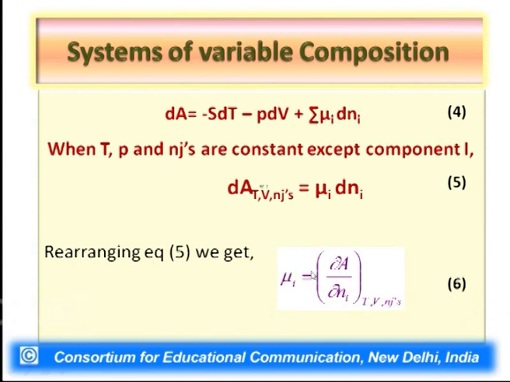So, we can now define the chemical potential of component i in terms of Helmholtz free energy as the increase in Helmholtz free energy due to addition of a negligible amount of component i, dni, under the condition of constant temperature, volume and nj's, that is, the number of moles of all other chemical constituents except component i constant. That is how we have just defined the chemical potential in terms of change in Helmholtz free energy.